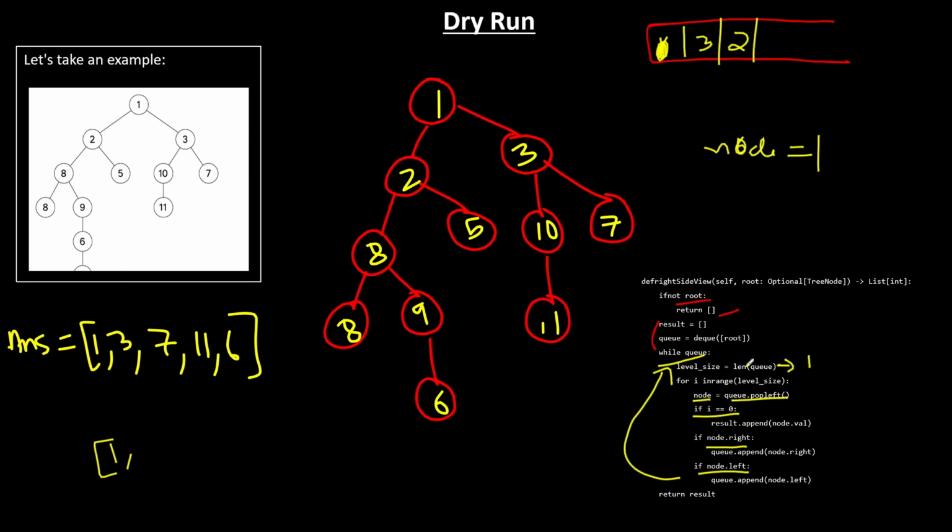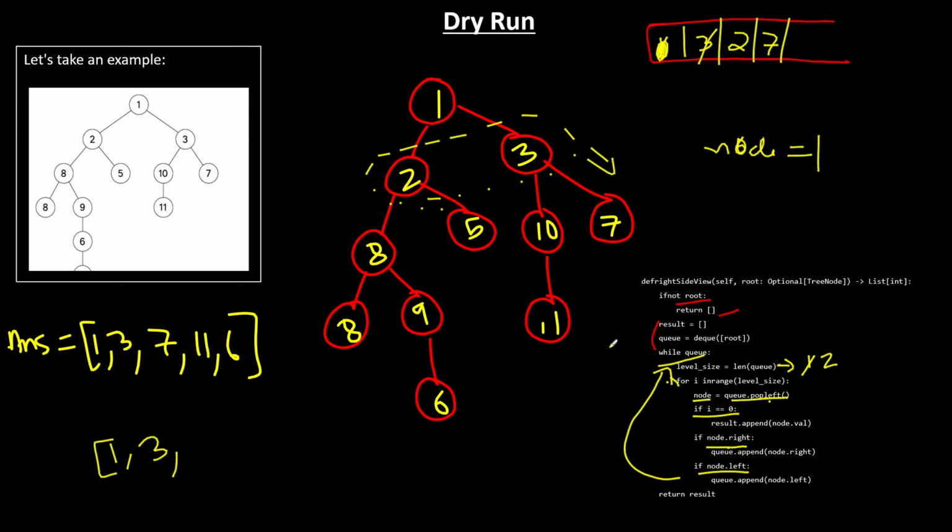Great. Now we came back. What is the size of the new queue? It is 2, so the range will go from 0 to 2. We pop left, so we pop 3. We check if i equals 0. Yes, it equals 0 right now, so we append 3 into our list. We are at this particular level now. Then we check whether this node has a right. It has 7 in this case, so we put it here.